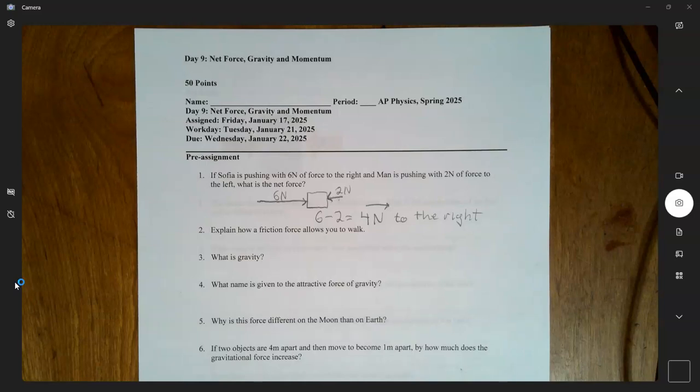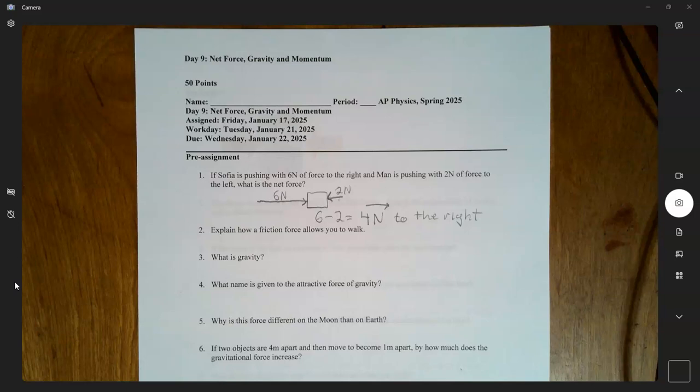What is gravity? It is an attractive force between two objects with mass. Technically, I mentioned in one of the classes that one of the objects doesn't have to have mass, but in this class we're going to use Newton's definition, which says that both objects have to have mass, and that's the way the AP exam treats it as well. So, an attractive force between two objects with mass. What name is given to the attractive force of gravity? You could say gravitational attraction, but the more common word is weight.